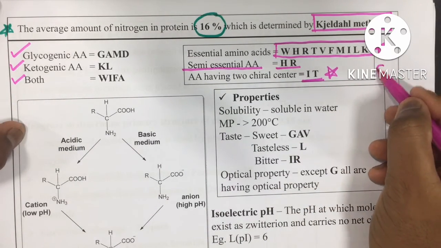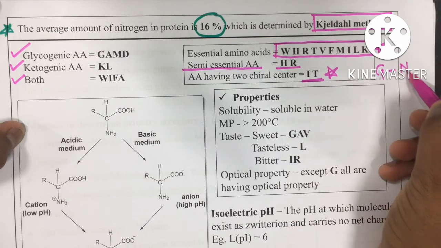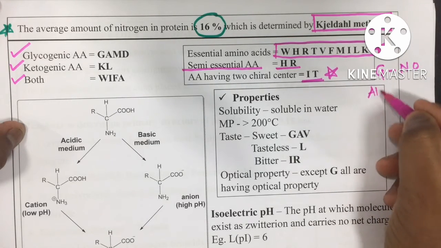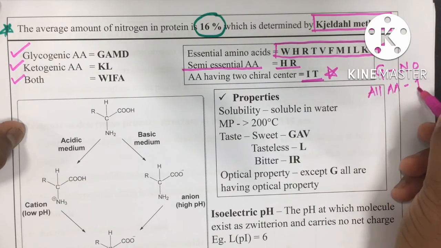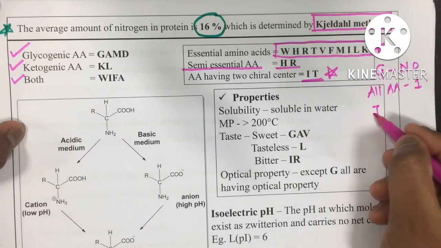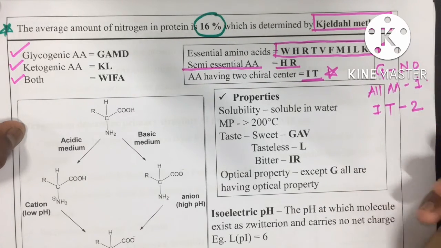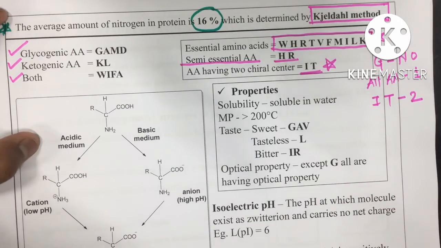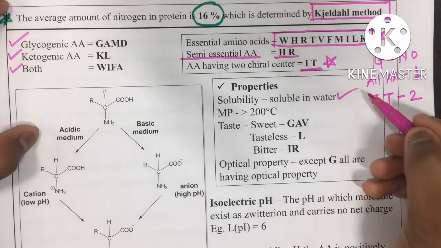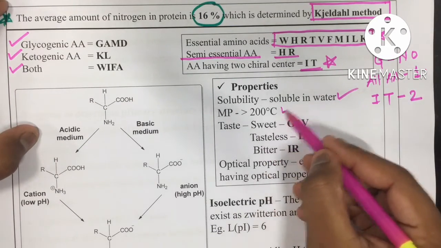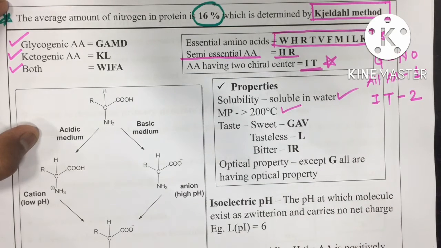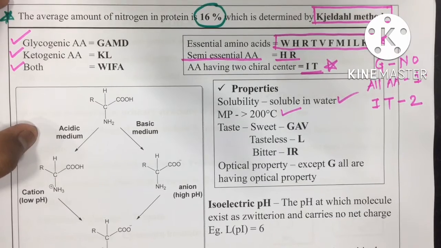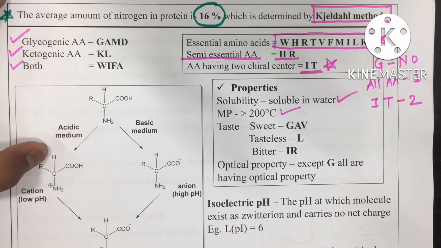Glycine has no chiral center. All amino acids have one chiral center, but isoleucine and threonine have two chiral centers, right? So here are some properties. Amino acids are soluble in water. The melting point is 200 degrees Celsius. Why? Because it has the CONH linkage, and it is very difficult to break that CONH bond, right? So that's why the melting point is 200 degrees Celsius.